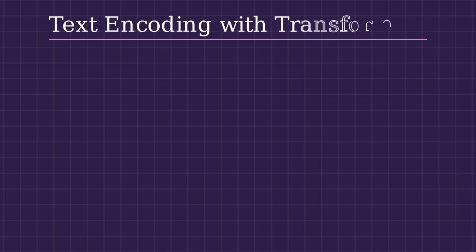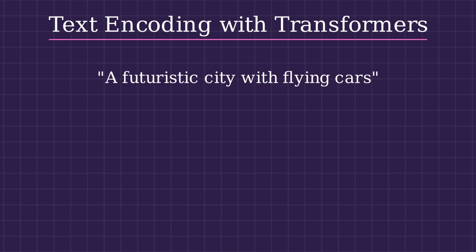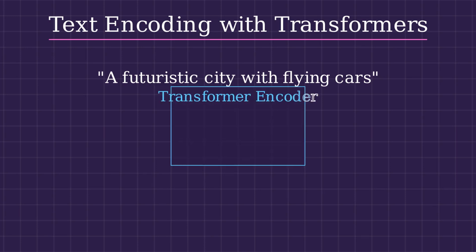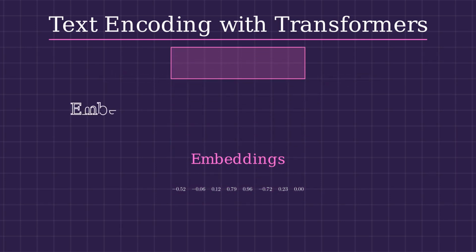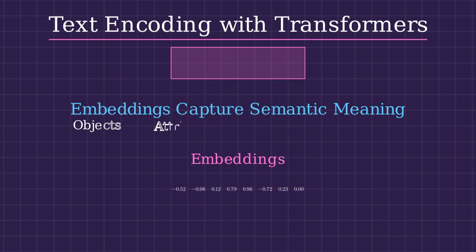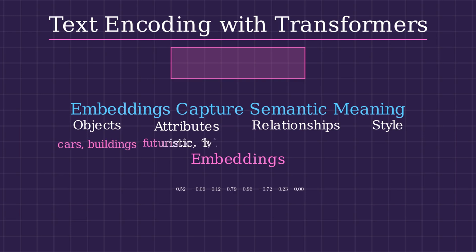Text encoding with transformers is the first step in the text-to-image generation process. The process begins with a text prompt that describes the image you want to generate. This text is fed into transformer-based language models like CLIP or T5. These transformers convert natural language into numerical representations called embeddings. These embeddings capture the semantic meaning of the text, including objects, attributes, relationships, and style descriptions.